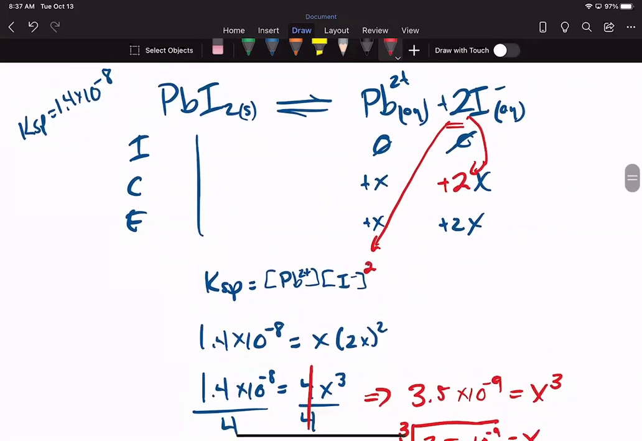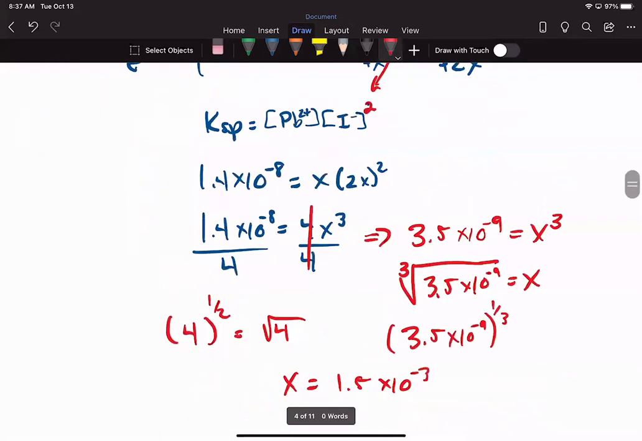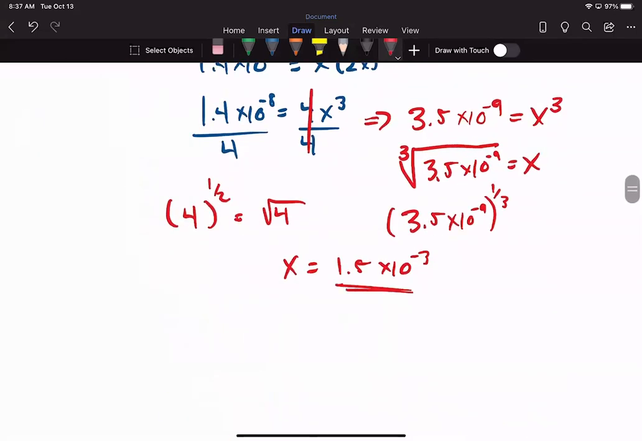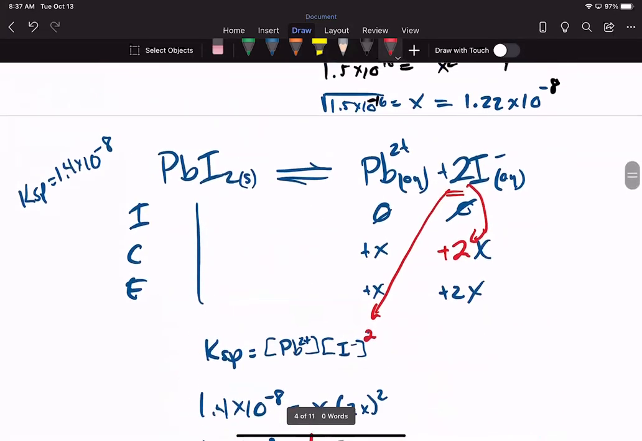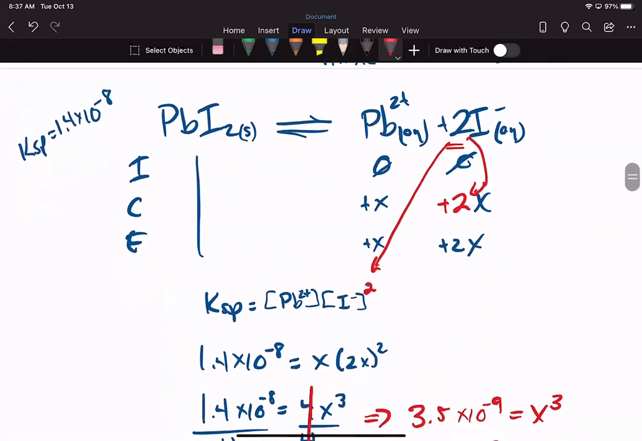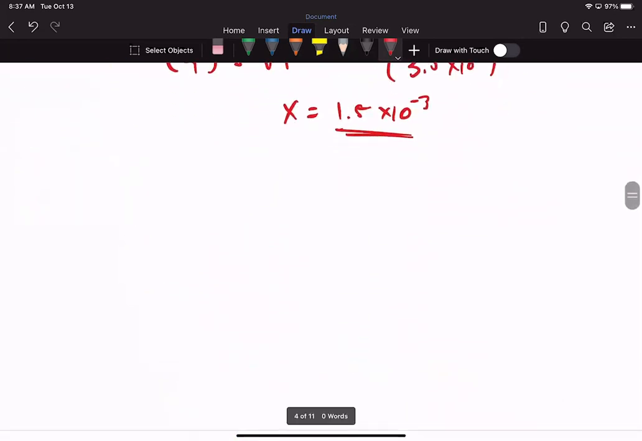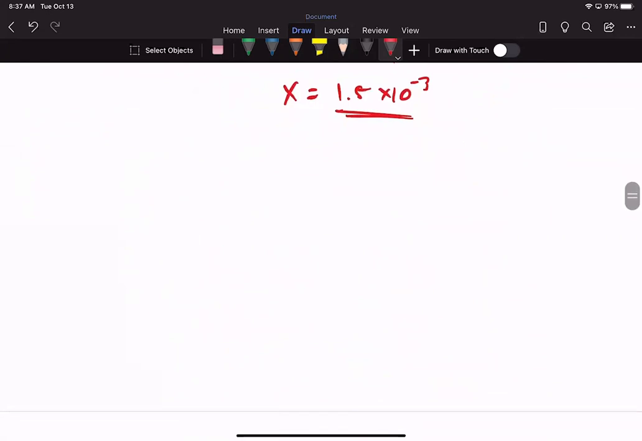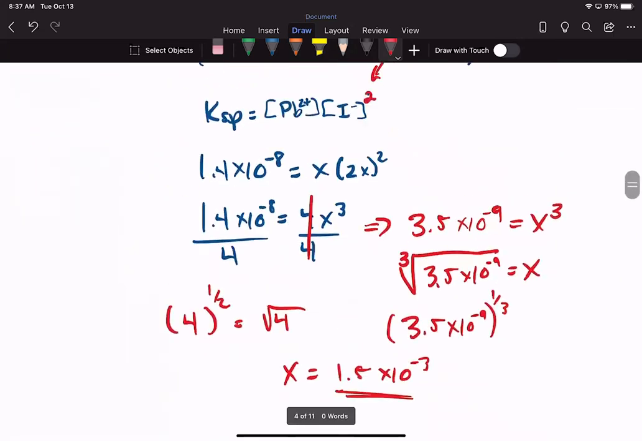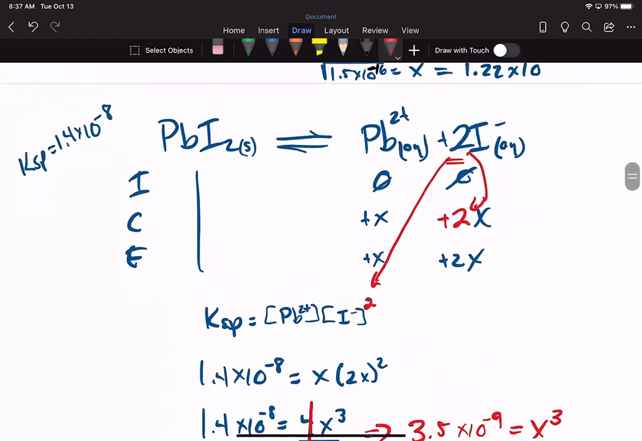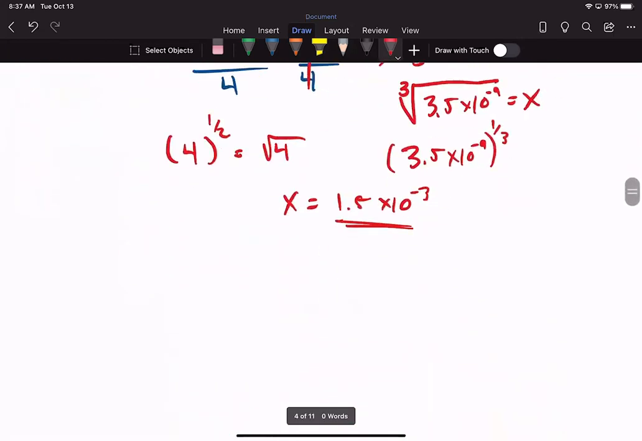Right, so if we wanted to know the concentration of the iodine, it would be twice that, twice this concentration. But again, we can now figure out the equilibrium concentrations by knowing the KSP. We can definitely calculate these molar solubilities. I shouldn't say concentrations, I should say molar solubility. It's the same thing, but I should be saying molar solubility.